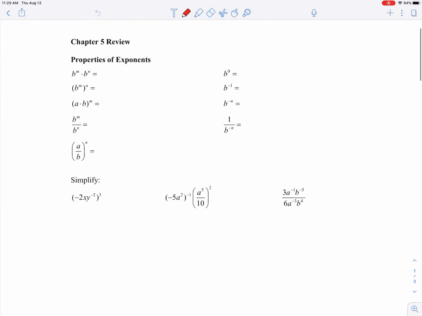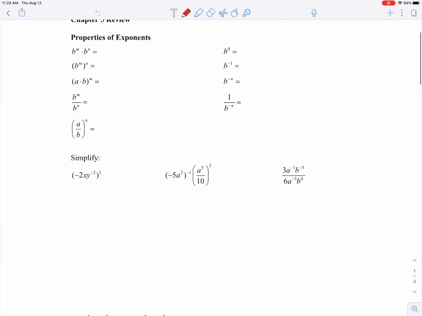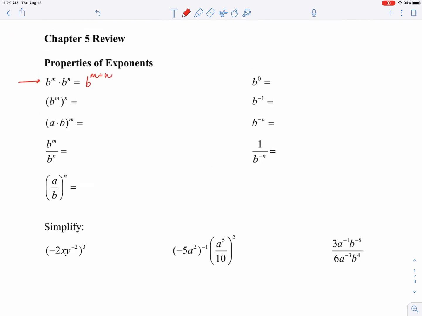The first thing that we're going to talk about are the properties of exponents. We have this in a previous video, so we're just going to go through this quickly. When we multiply similar bases in this first expression, that is to say both b and b are the same in the base of these exponential expressions, we keep the same base, but we add the exponents together.